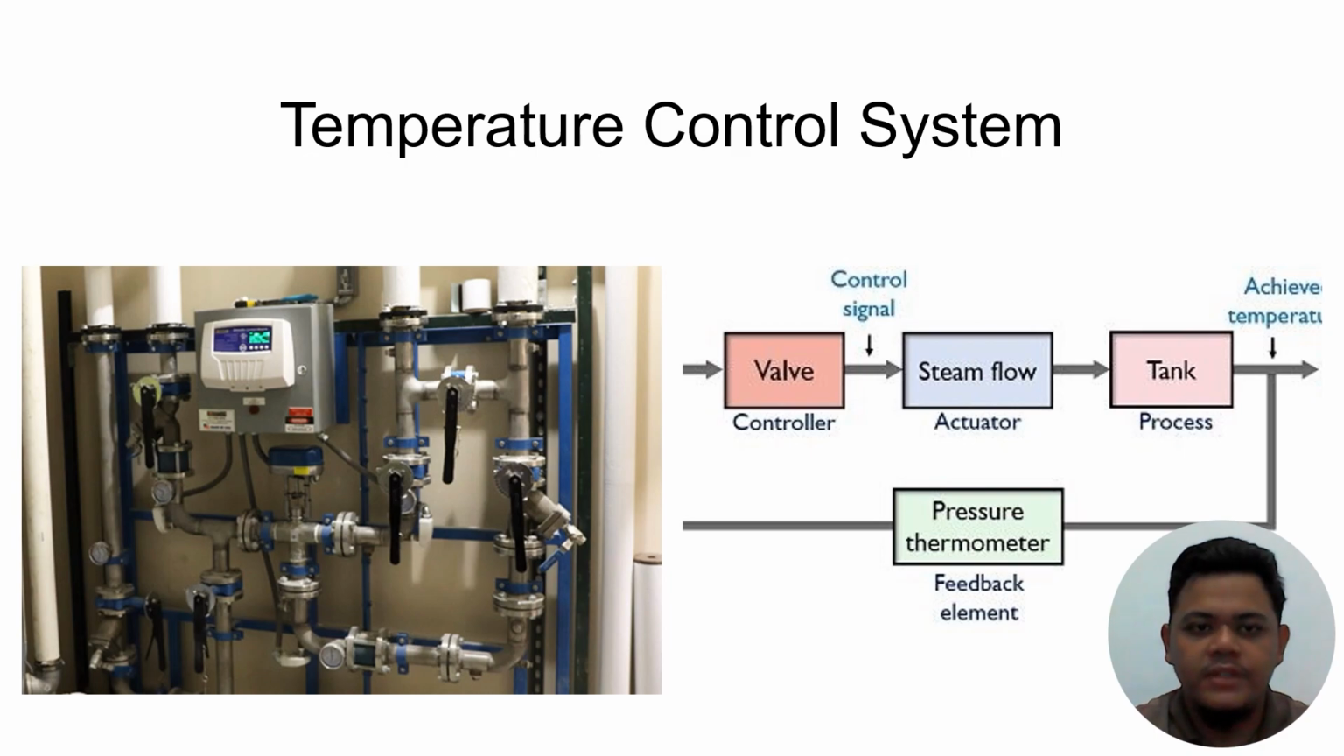The second example is the temperature control system. In the temperature control system, the valve is the controller, the steam flow is the actuator, and the tank is the process, which goes out to the output. The feedback for the temperature control system is the pressure thermometer.